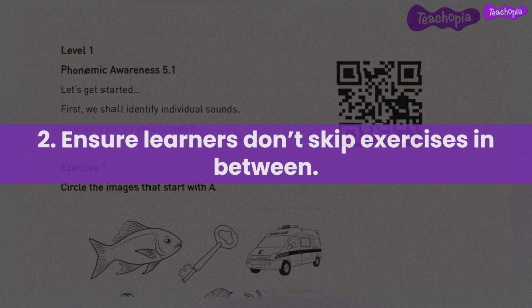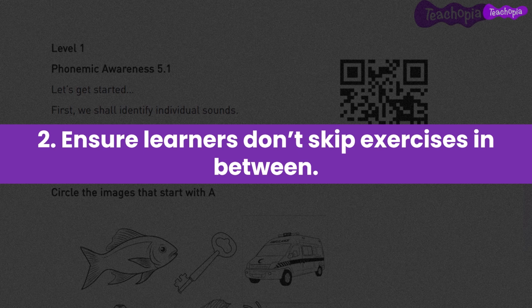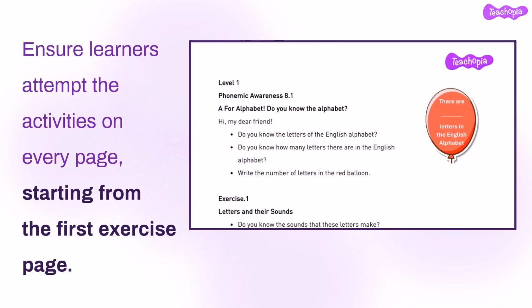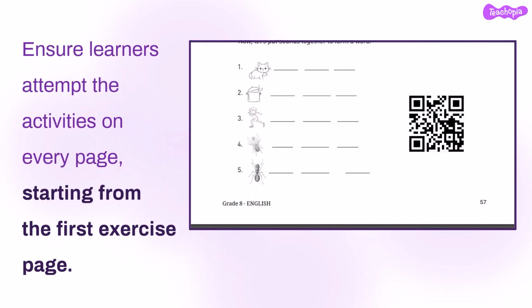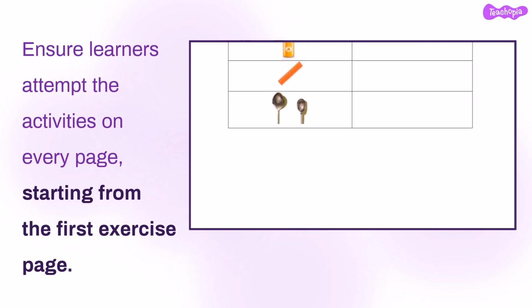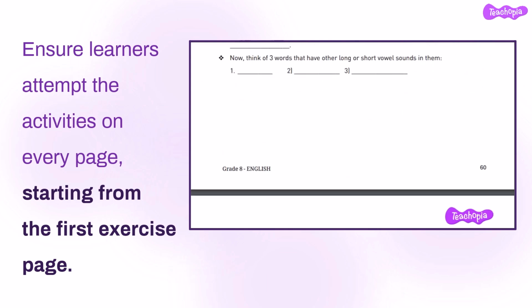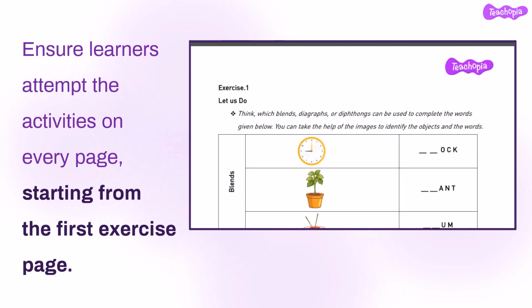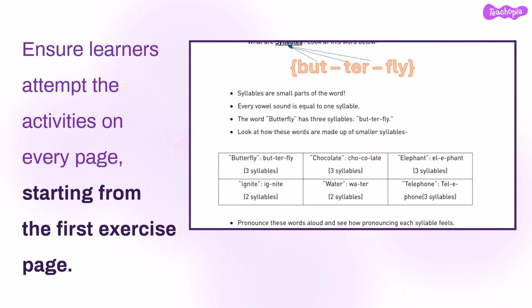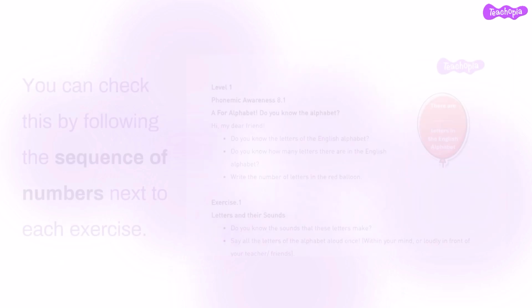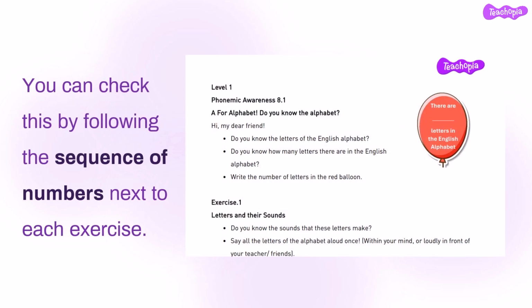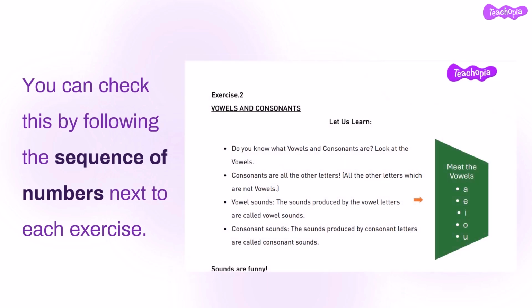2. Ensure learners don't skip exercises in between. Remind learners to work through the workbook methodically, attempting activities on every page. It's important they do not skip any exercises and follow the sequence of numbers next to each activity. You can check for this by following the sequence of numbers next to each exercise on every page.